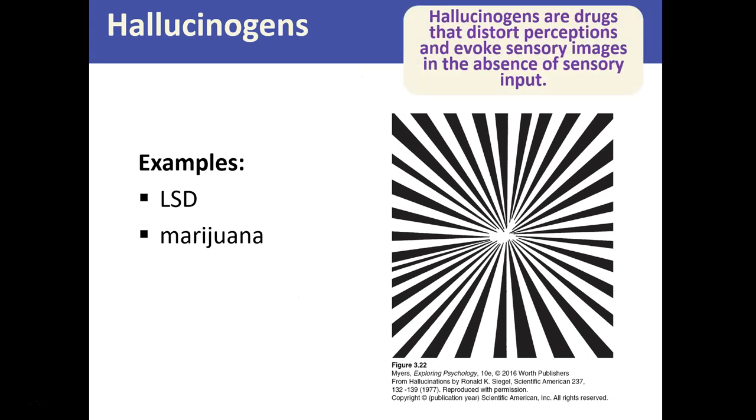And then lastly, your book talks about what's called hallucinogens. Hallucinogens are drugs that distort perceptions and evoke sensory images in the absence of sensory input. Examples of this would be LSD as well as marijuana, although marijuana, of course, is considered a mild hallucinogen.